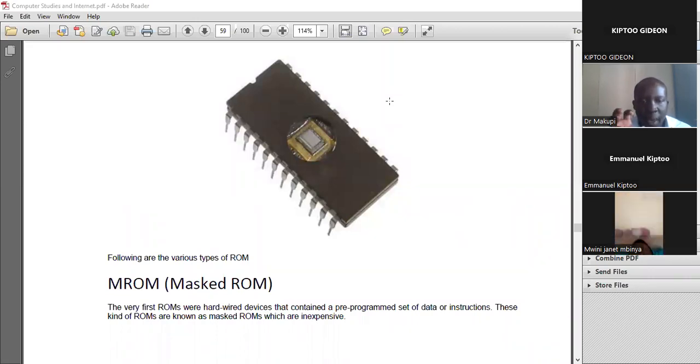So MROMs were the first kinds of ROMs made up of hardwired devices. The masked ROM, so that when you have a hardwire, it means an instruction, no hardwire 0, another hardwire instruction, no hardwire 0, another hardwire instruction. And that gives 10101, that is number 21.